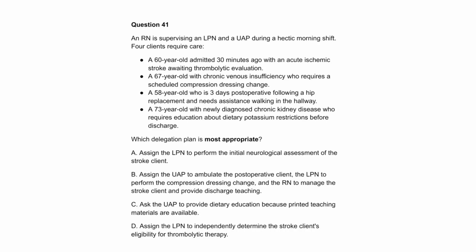A 73-year-old with newly diagnosed chronic kidney disease who requires education about dietary potassium restrictions before discharge. Which delegation plan is most appropriate? A. Assign the LPN to perform the initial neurological assessment of the stroke client. B. Assign the UAP to ambulate the postoperative client, the LPN to perform the compression dressing change, and the RN to manage the stroke client and provide discharge teaching.